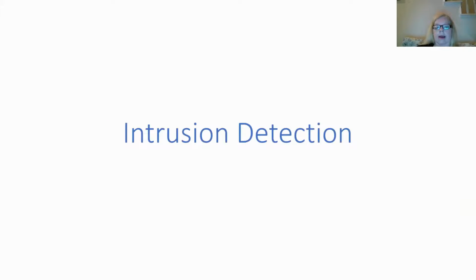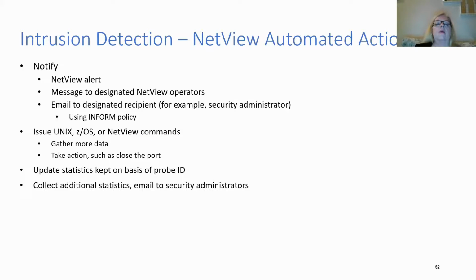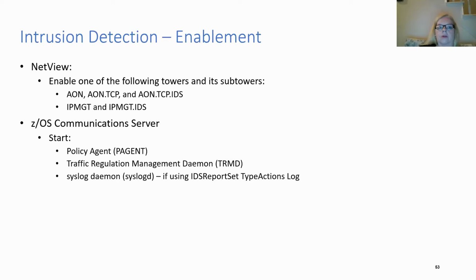Okay, intrusion detection. So with Netview, if you get an intrusion, you can automate actions using a Netview alert. You can get a message to designated Netview operators. You can send an email to somebody using our inform policy. You can issue Unix or zOS or Netview commands as part of your automation to gather more data or take action. We also have statistics that can be kept on a probe ID basis, and you can collect additional statistics and email those to security administrators.